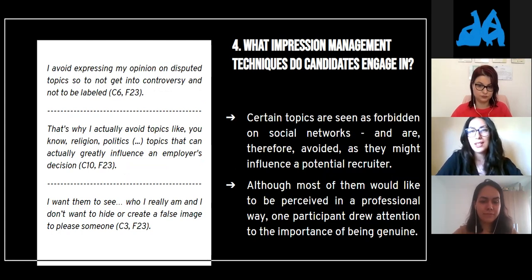Also, they tend to want to be perceived as a professional candidate, but only one candidate drew attention to the importance of being genuine. And I quote, "I want them to see who I really am, and I don't want to hide or create a false image to please someone."